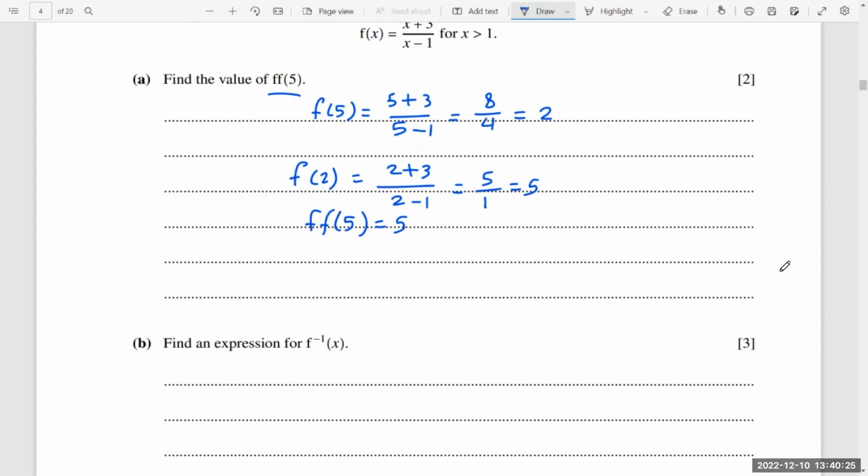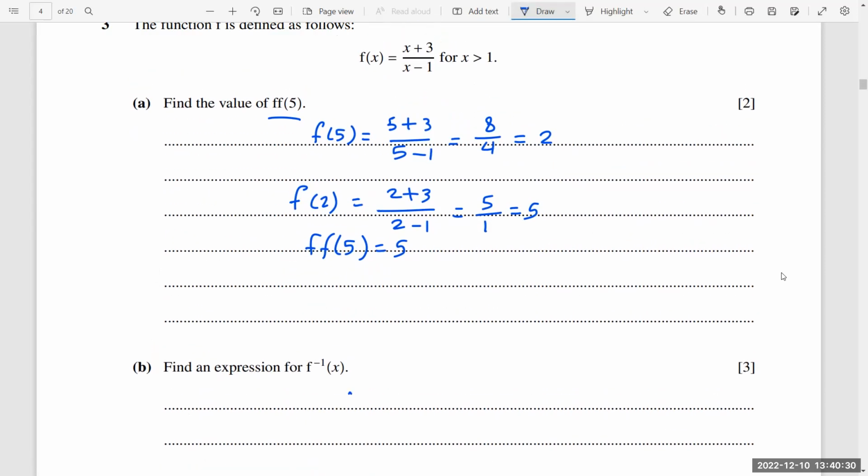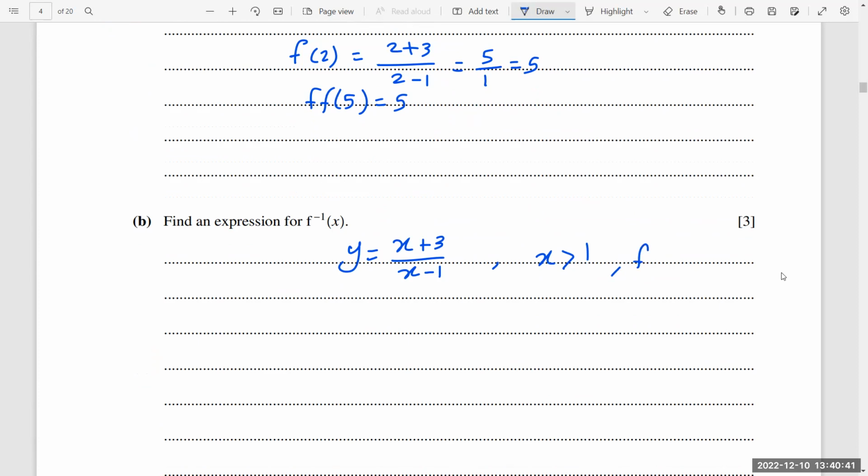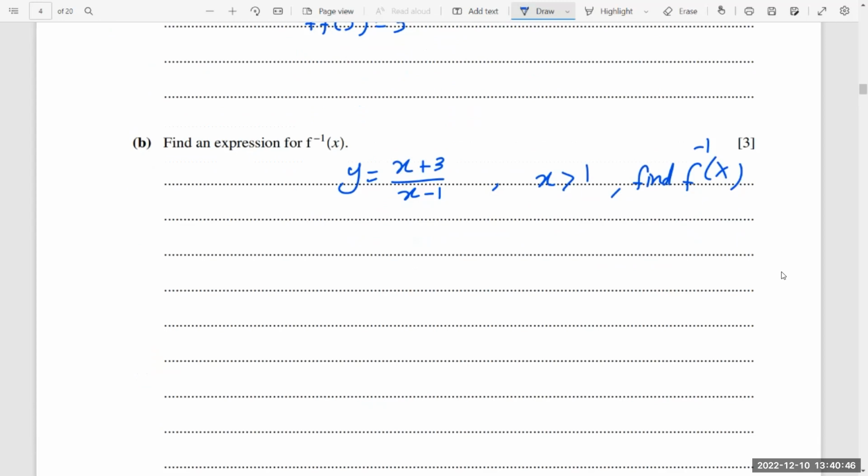Find an expression for the f inverse of x. The function, as you see here, is the original function y equals x plus 3 over x minus 1. And here the domain is x bigger than 1. I'd like to find the f inverse of x. First of all, you switch x and y together. So just write y plus 3 over y minus 1 is equal to x. And after that, solve this equation with respect to y.